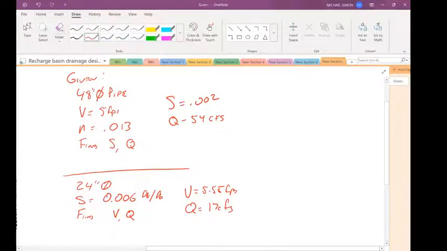Okay, I got my solution. I got my slope to be around 0.002 and a Q of 54 for the first one, and a velocity of 5.55 feet per second and a Q of about 17 CFS. And it actually took me just as long as, I didn't pause the video at all, it took me that long to figure it out. Let me show you how we did this, okay?